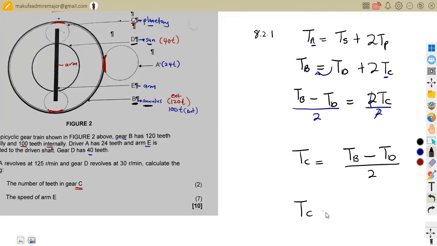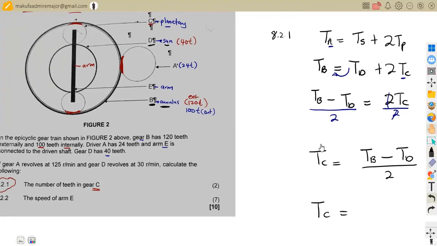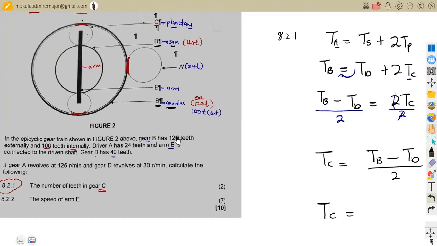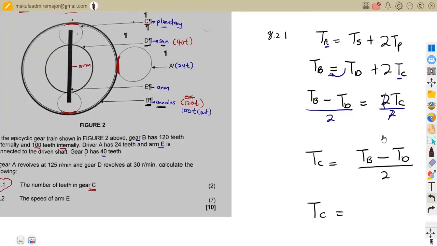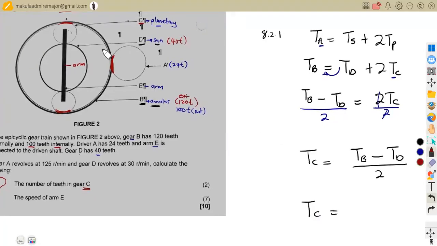The question now is on B, because B here, which is our annulus, has 2 conditions. We have the 120 teeth that is external, and 100, which is internal. So if we talk about this B, how is it affecting C? This is our condition now. B is affecting C internally, inside. A is the one that is affected externally, outside.